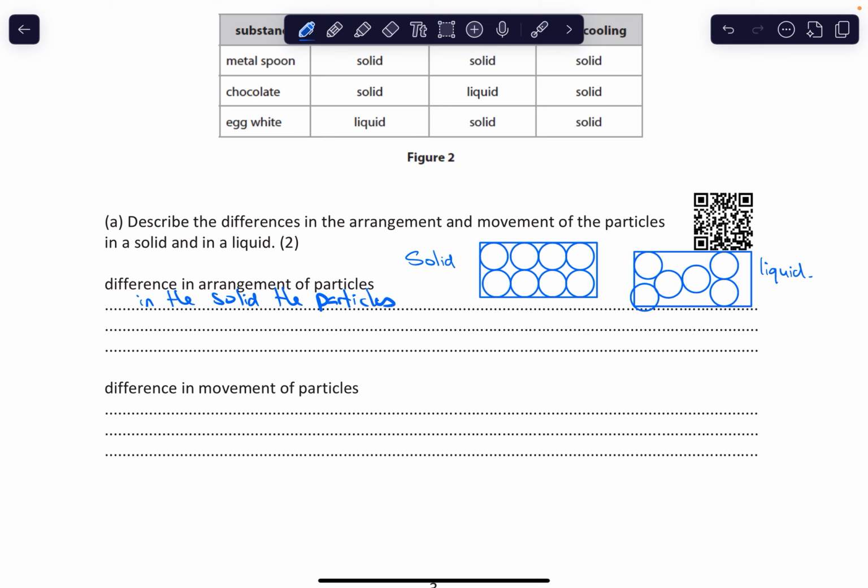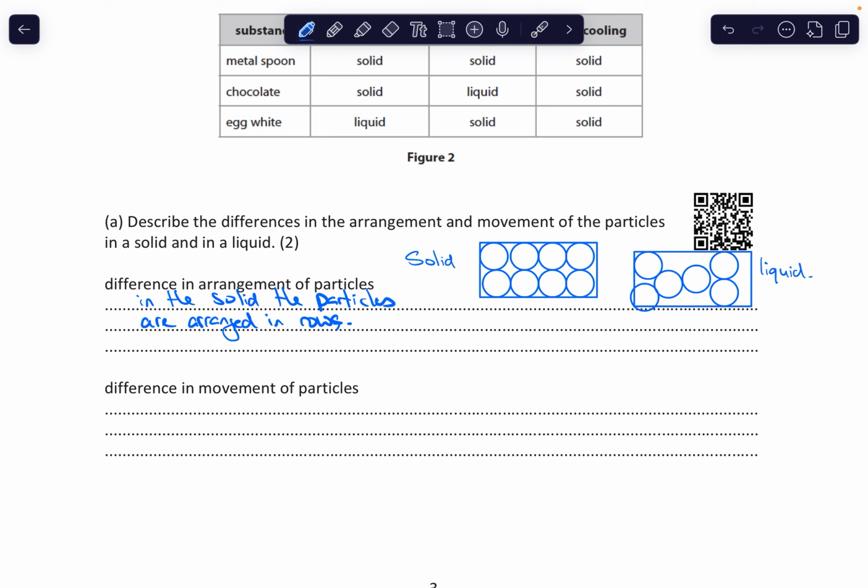are arranged in rows. Okay. And in terms of difference of movement, well, because these particles are arranged in rows in the solid, these are unable to move. All they do is vibrate. Whereas the particles in a liquid are able to move past each other. So again, that's the main difference here.